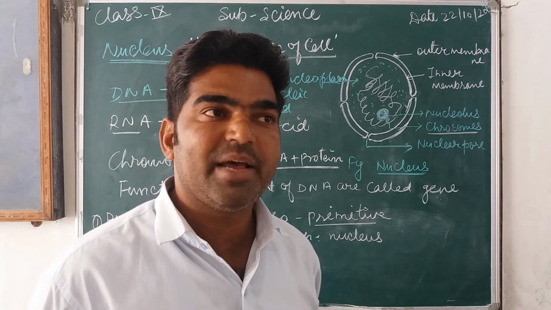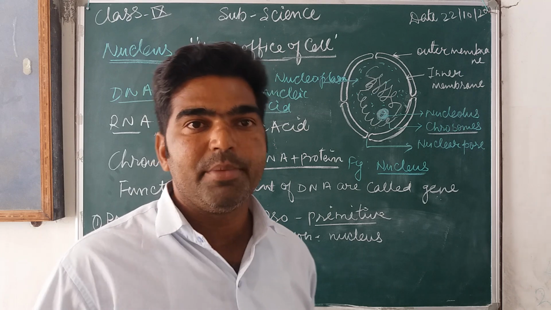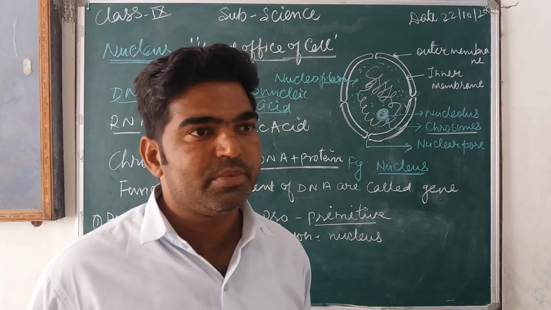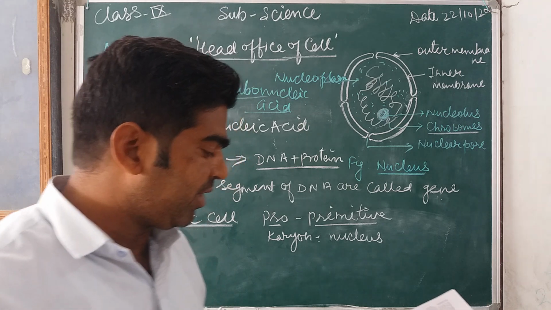For example, primitive types of organisms or unicellular organisms like amoeba, chlamydomonas, paramecium, these all are examples of a prokaryotic cell.